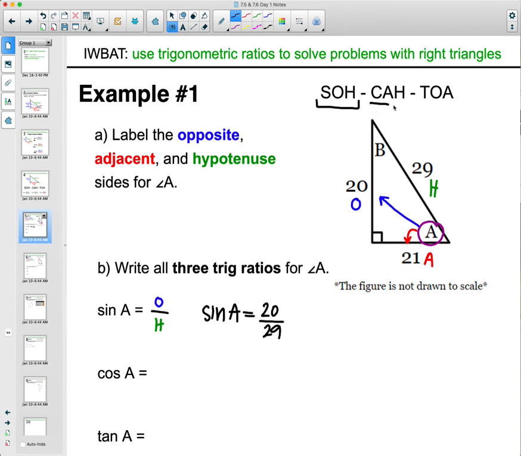Cosine. So when we look at the CAH, cosine is going to be the adjacent side over the hypotenuse. So the cosine of A is going to equal adjacent, which is 21, over hypotenuse, which is 29. Then the tangent function is going to be the O over the A, so the opposite side over the adjacent side. So we have tangent of angle A equals opposite 20 over adjacent 21.